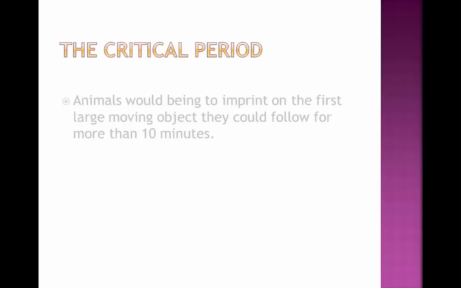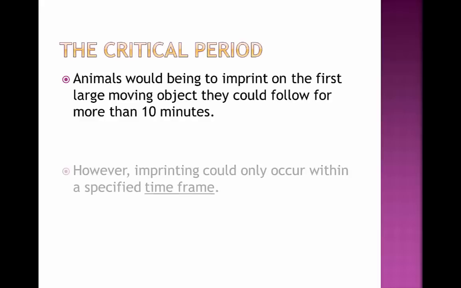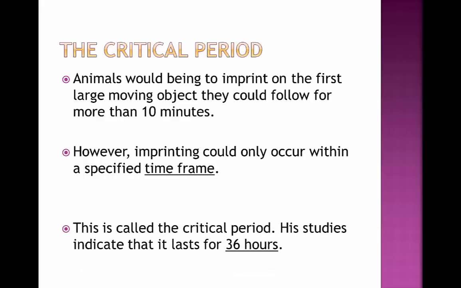The critical period. Animals would be able to imprint on the first large moving object that they could follow for more than 10 minutes. However, imprinting can only happen within a specified time frame. The critical period was the name for this specified time frame. His studies indicated that it lasts for 36 hours.